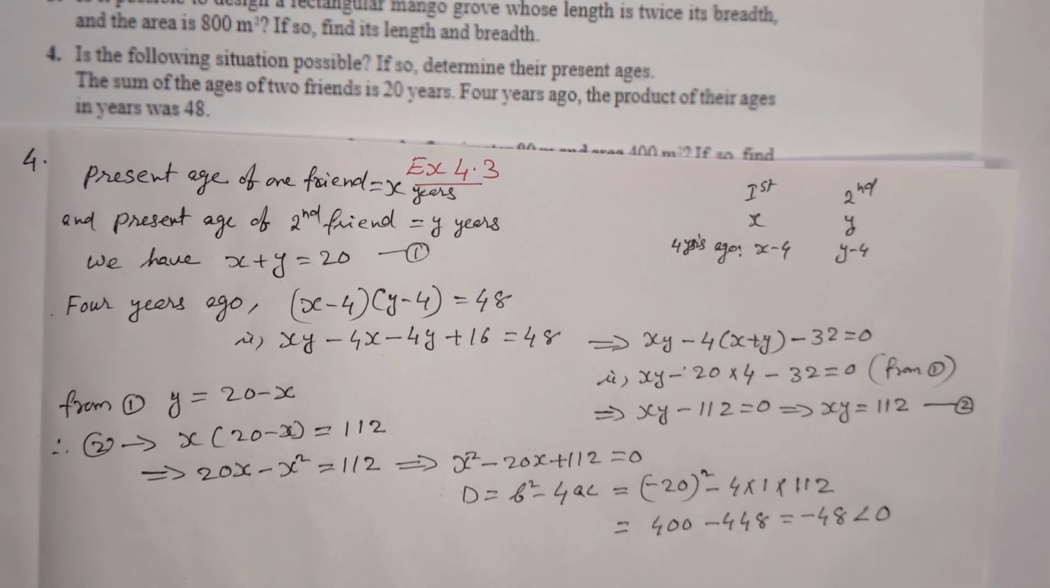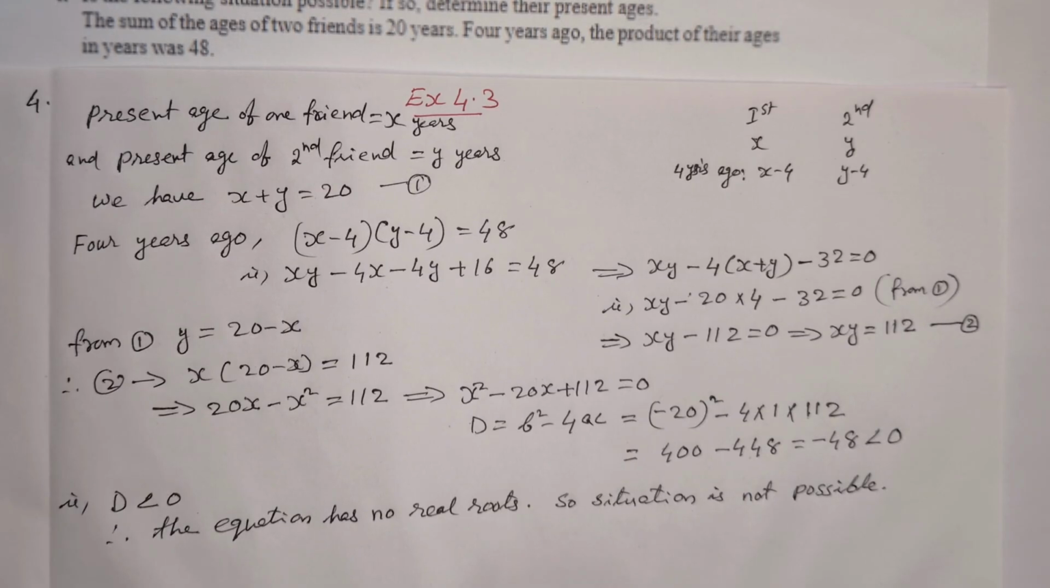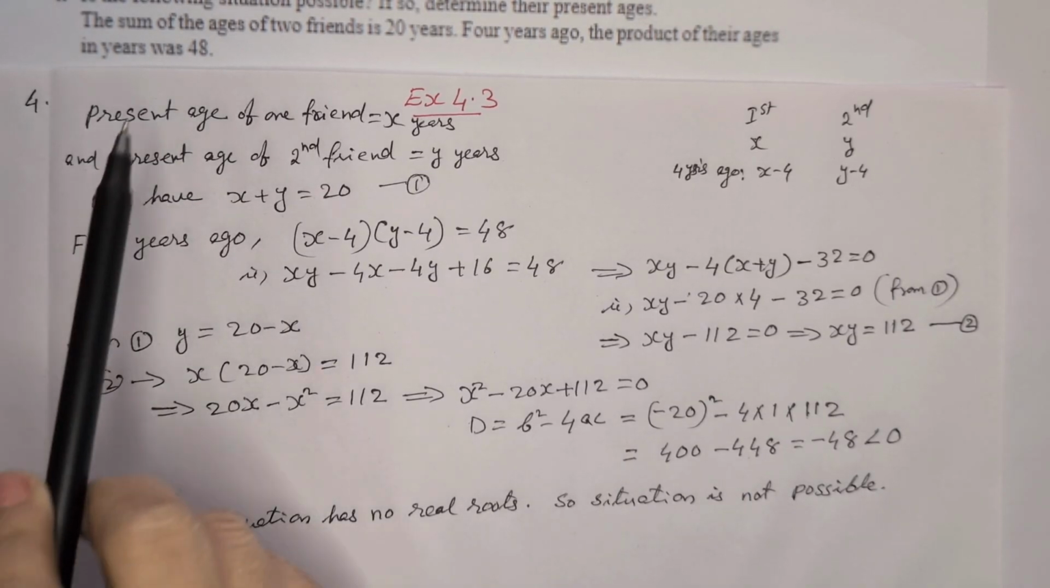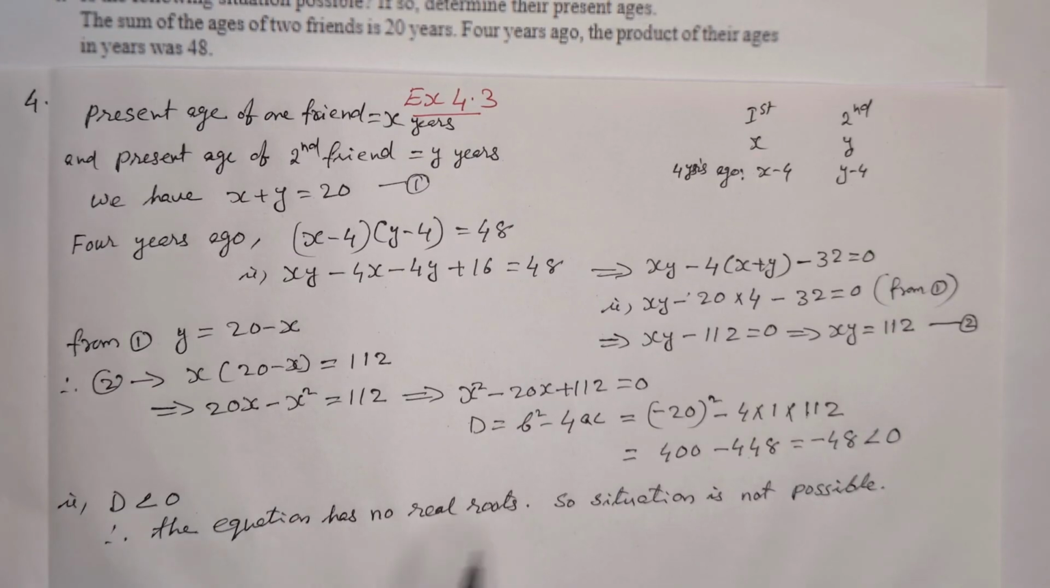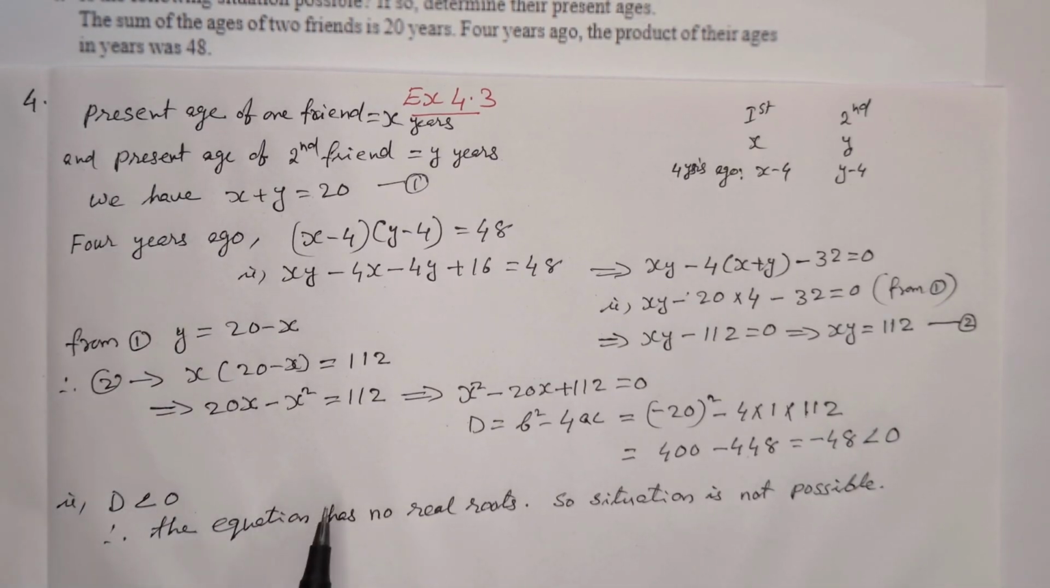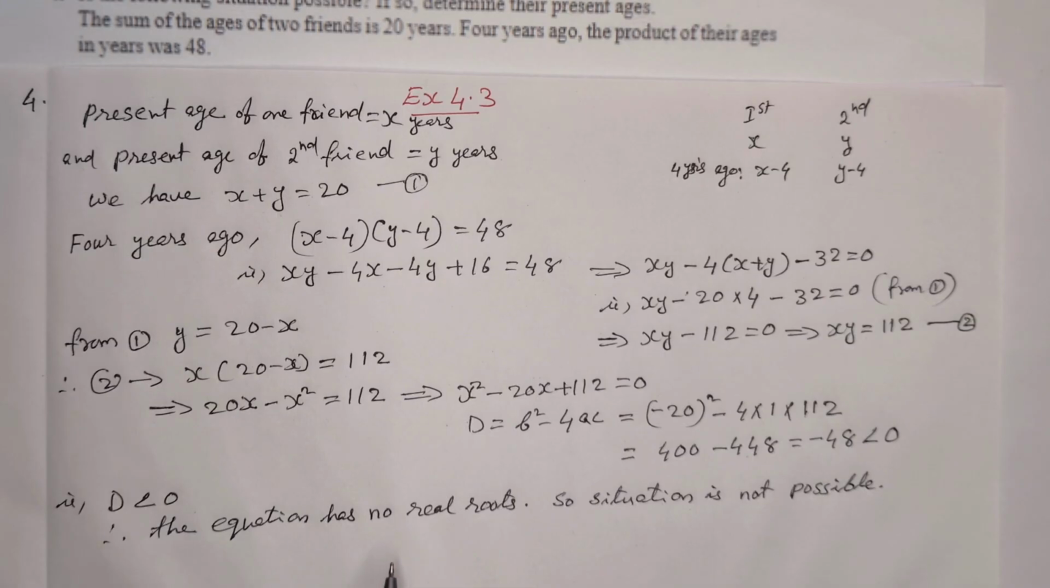So here we are getting discriminant D less than 0. So we can write that the equation has no real roots, which means that type of situation is not possible. The question was, is the following situation possible or not? So the situation is not possible. There is no solution, no real roots.